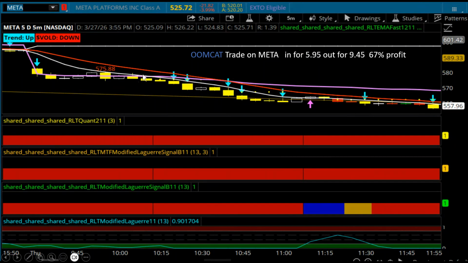And remember, not all of these are going to work. Some of them are going to go against you, but you're trying to get into the very highest probability. And the more you've got lined up, the more likely it is to work.